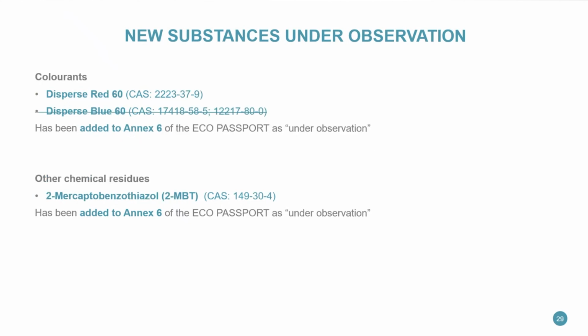And again, we have the colorants, disperse red 60. Again, disperse blue 60 was not added. This was a mistake in the publication of the 10th of January. Please disregard those. We have changed the documents since then. And we have also added under chemical residues for under observation 2-MBT.